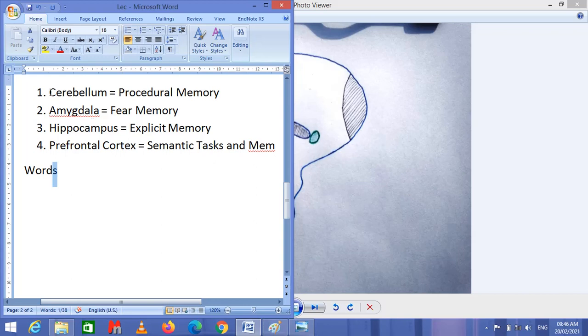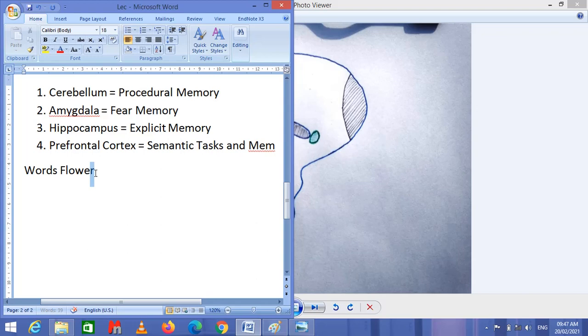For example, I have told you that there are four parts of the memory: the cerebellum, the amygdala, hippocampus, and prefrontal cortex. So if you listen about the cerebellum, you also know about the spelling of this cerebellum. If someone tells you about the flower, directly in your mind comes FLOWERS, flower. So from where does this word come?